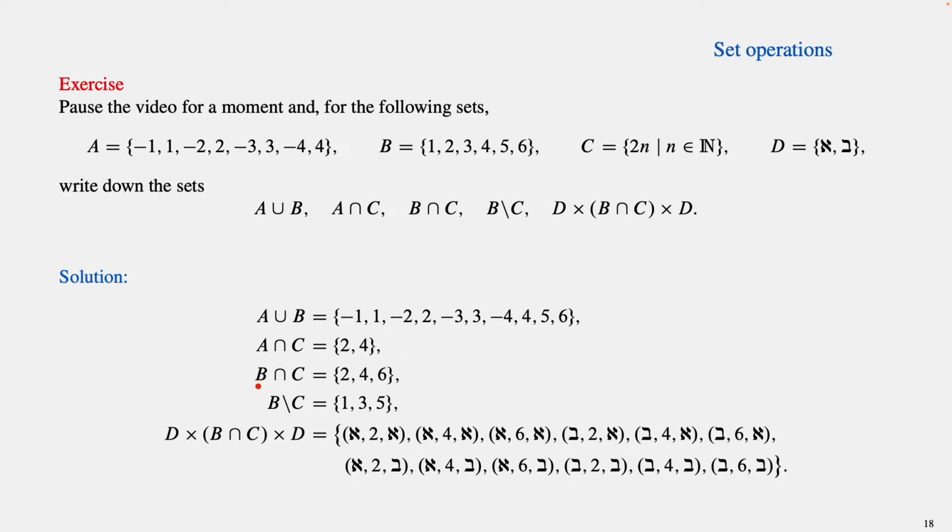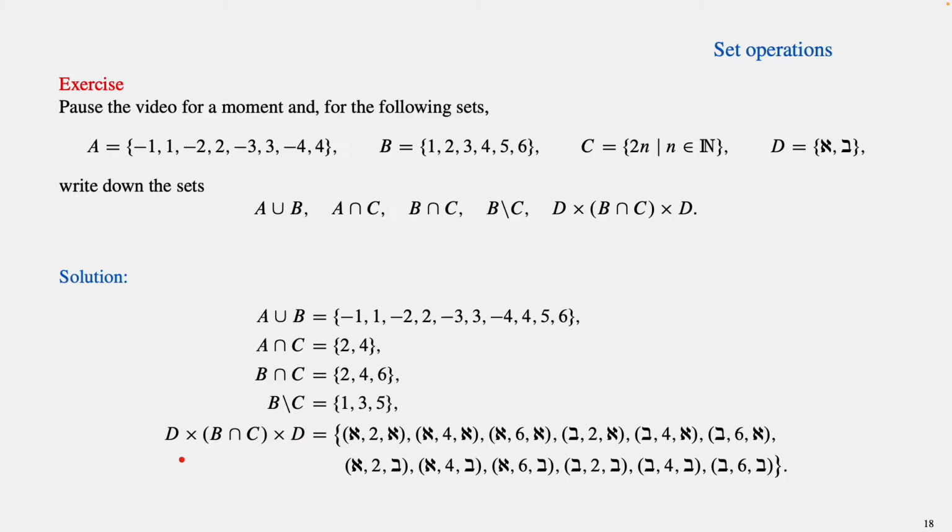And similar for B intersection C, we take the even numbers that are contained in B, that's 2, 4, and 6. And B without C, the complement of C in B, so that's those elements in B that are not in C, that are not even numbers, and these are of course the odd numbers contained in B, that's 1, 3, and 5. So we get this set.